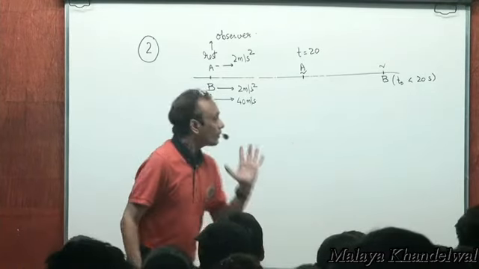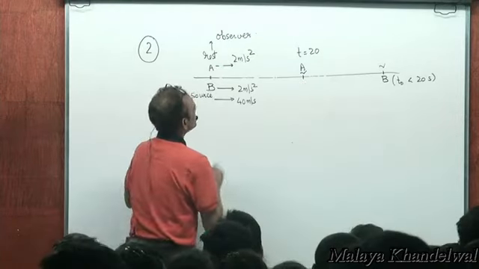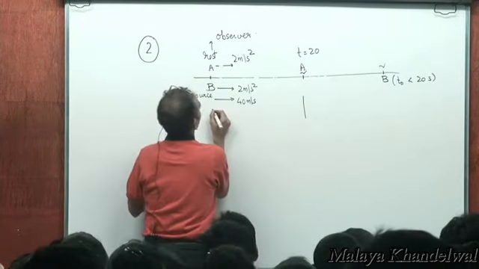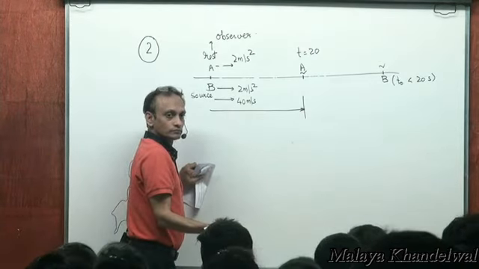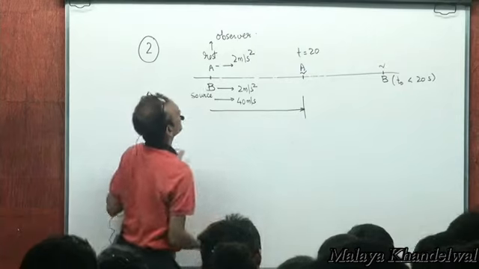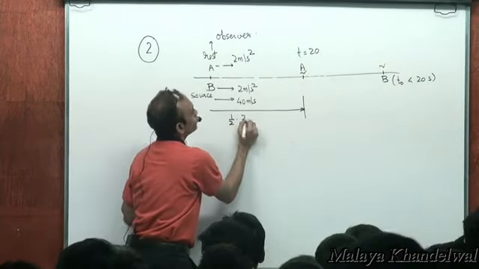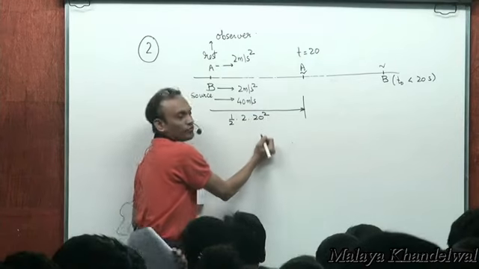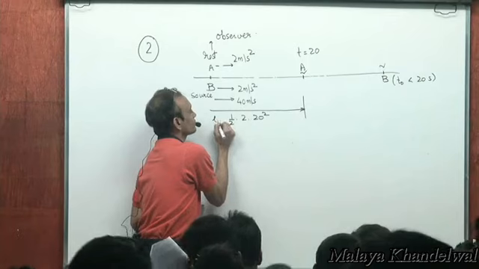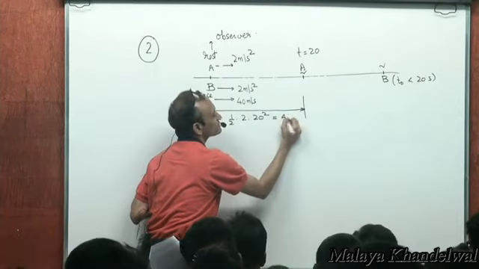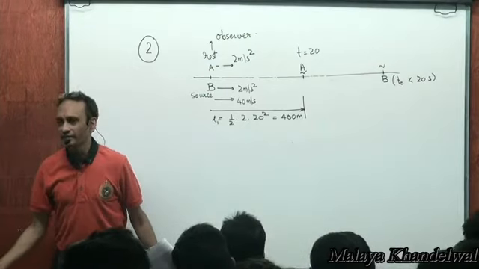So first of all, let me mark the distances. A received the pulse here, at t equal to 20 seconds. In 20 seconds, the distance traveled by A must be half of 2 into 20 squared, which is 400 meters. Are you okay with this or not okay?